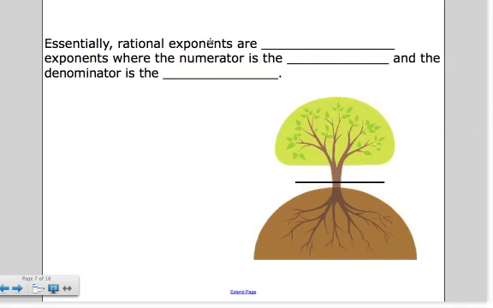Essentially, rational exponents are fractional exponents.